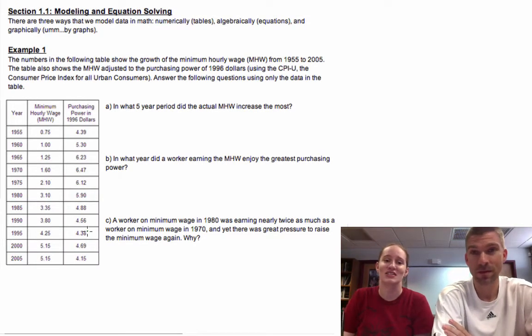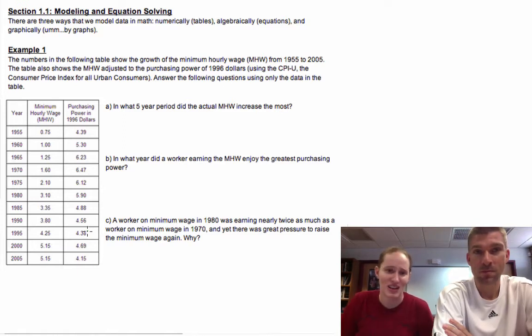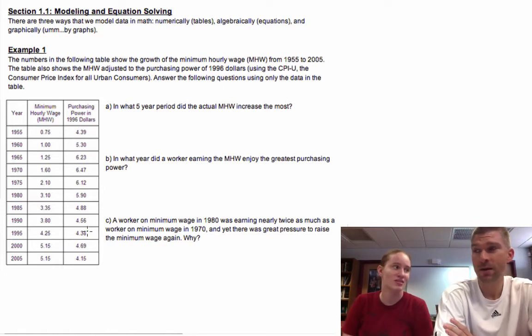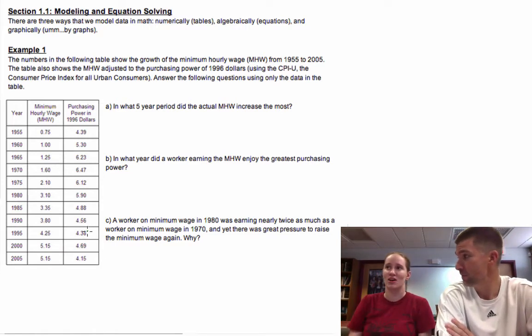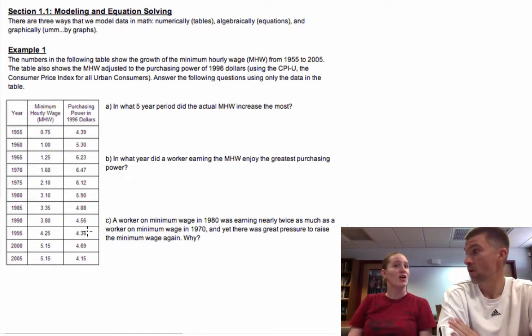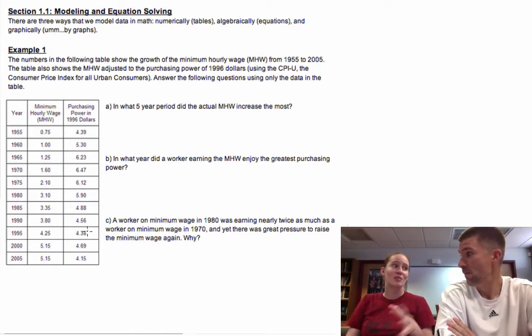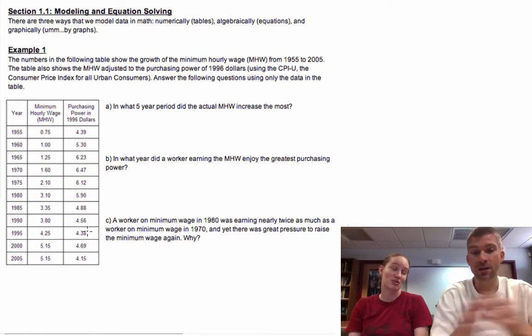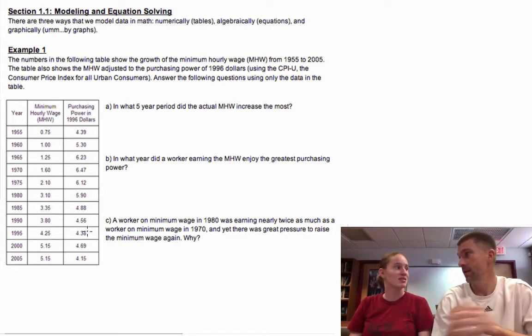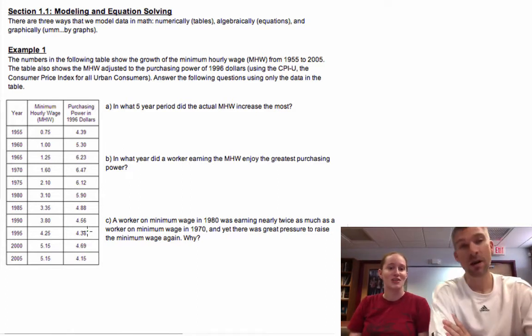For the first section of the year, section 1.1, we're going to do modeling and equation solving. Now, modeling is not like walking the catwalk in New York City. It's a little different. Oh, I thought you were going to talk about a clay model. Well, it's not that either, although in some ways it is similar to a clay model, because you are representing something with something else, and you have to use your hands to mold it correctly. All right, let's dive in.